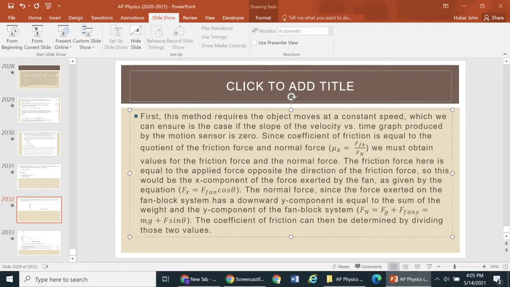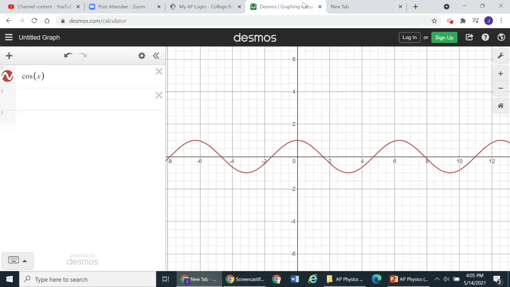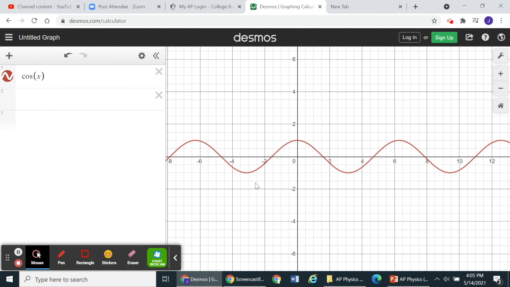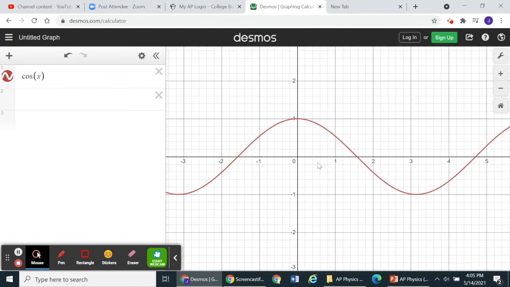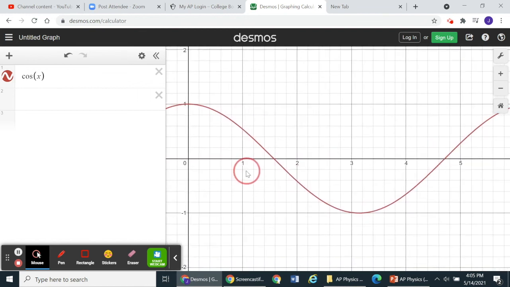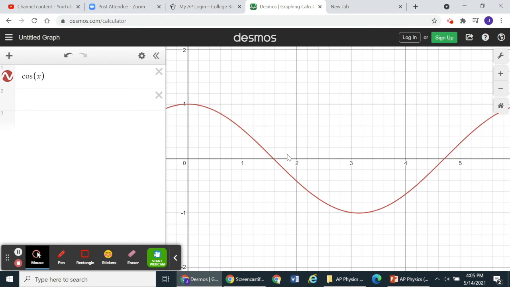But if you're not exactly sure what it should look like, it's important to remember you can just go to your calculator. Now, for some reason, my calculator emulator is not working. But if you just graph cosine of x and you make sure your calculator is in radians, then it will show you what the cosine graph should look like. The important thing to realize is that this is just going to 90 degrees.